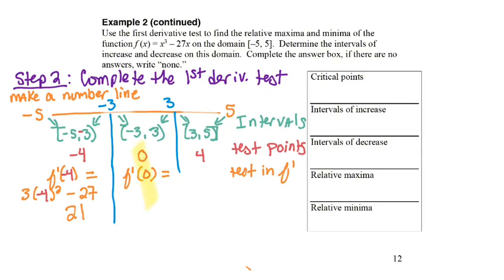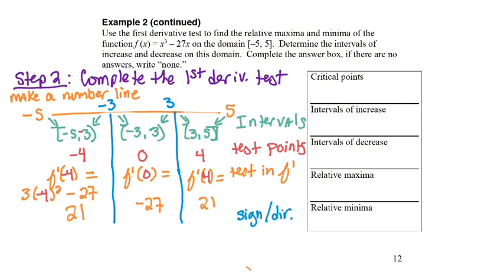Next, I'm going to test the test point of 0 in the first derivative. You're going to need to indicate that first derivative symbol because this is a problem you'll be writing out. I didn't show you my steps, but if you plug it into the first derivative function, you'll get negative 27. And now I'm ready to test my last point in the first derivative, and I get positive 21.